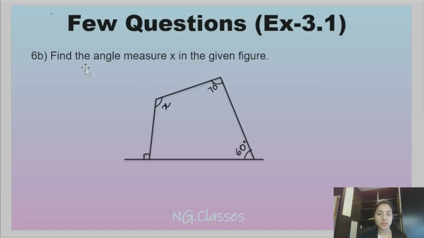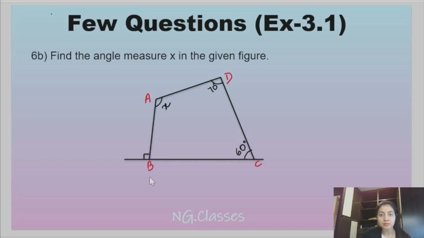Now another question. Our question is, find the angle measure x in the given figure. We are having a figure, a quadrilateral. In that figure, one interior angle is x. We have to find the value of x. Okay, so let's give it a name: A, B, C, D. We are having a quadrilateral ABCD where 2 angles are given.